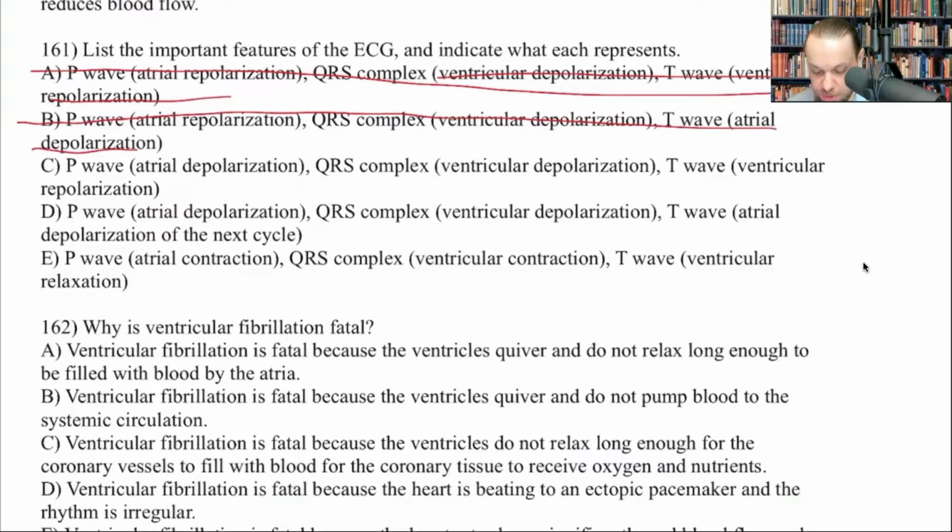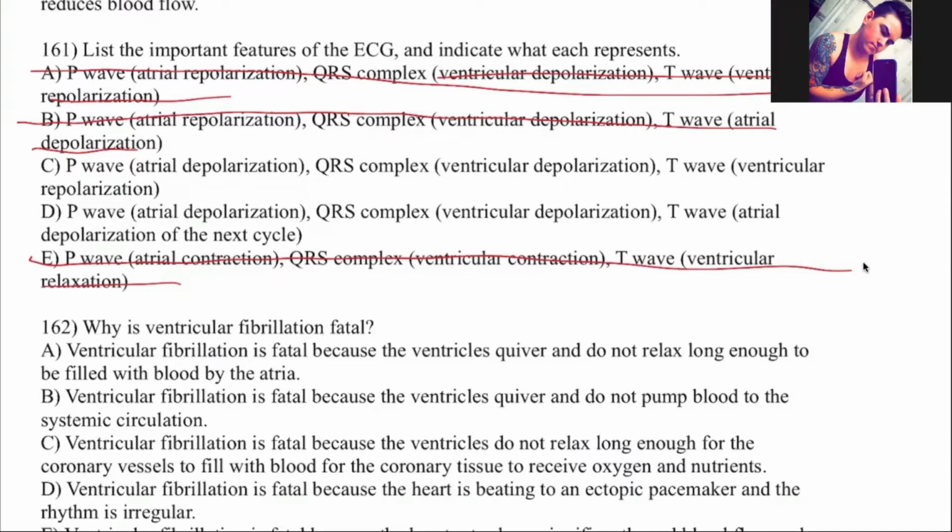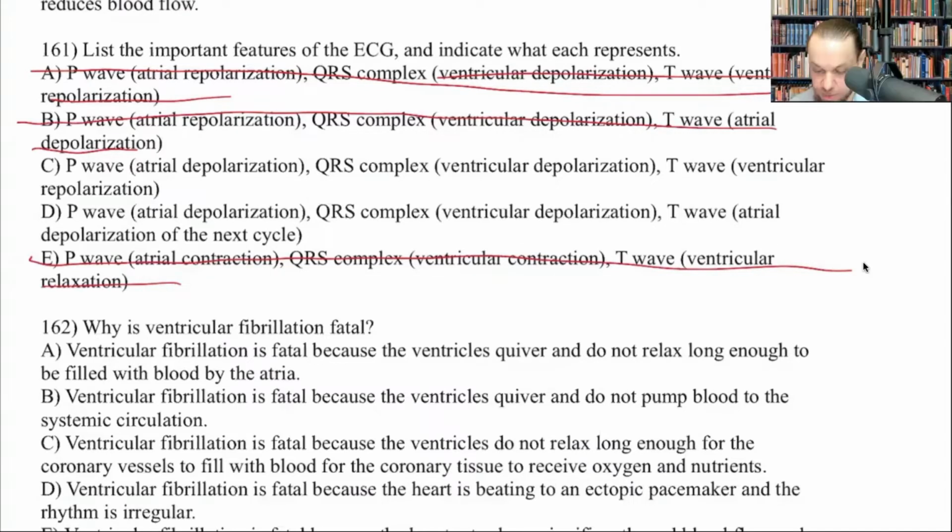Given that, we can also eliminate E. So now the next choice, right? We've got to look: is QRS complex ventricular depolarization? Yes, it makes sense. So we cannot eliminate anyone just yet. Then we've got to look at the T wave. Is T wave ventricular repolarization or atrial depolarization?